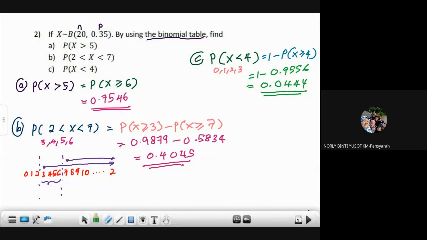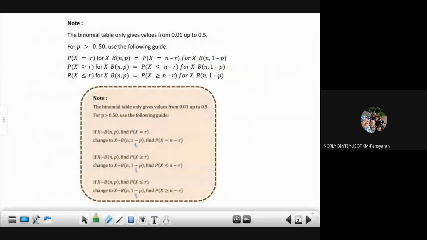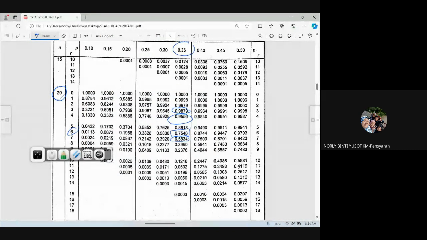Okay, kita tengok pada next one. The binomial table only gives value from 0.01 to 0.5. Kalau you tengok kat table you lah. Okay, tadi macam kita sekali imbas kita tengok kan. Kita takkan ada nilai yang besar daripada 0.5. Contoh bila you naikkan.